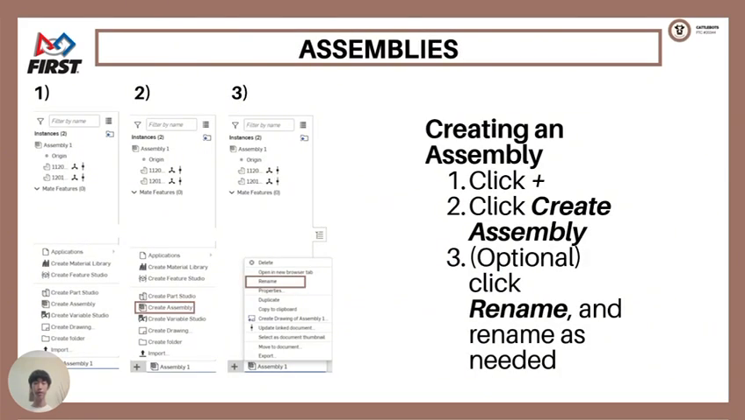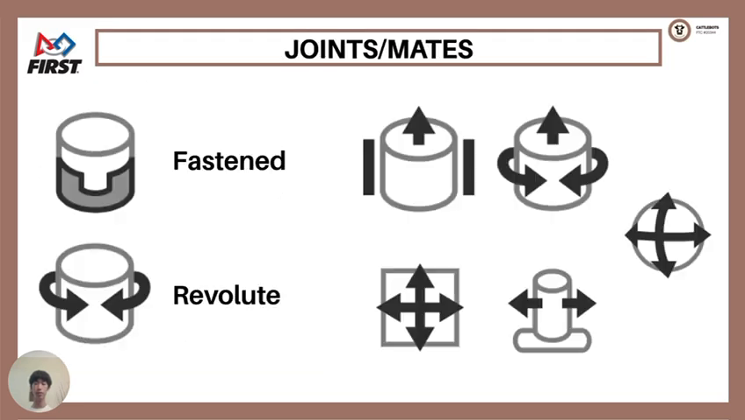After parts are created, they can be brought into an assembly. An assembly is where we check how parts fit together and move, and are especially helpful in FTC for testing spacing, alignment, interactions between parts, and overall robot size. When you create a new document, an assembly is automatically created. To create a new assembly, click plus, click Create Assembly, and rename the assembly as needed.